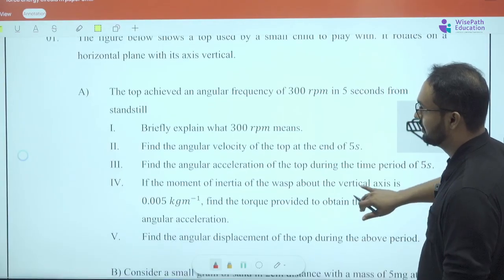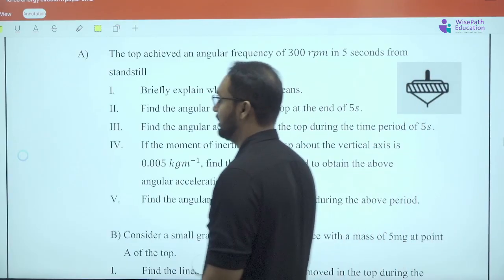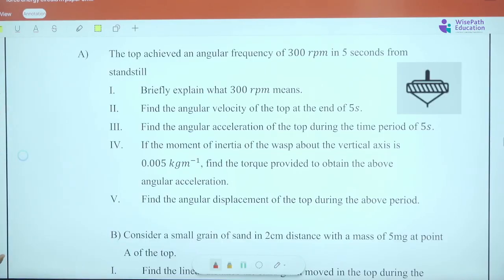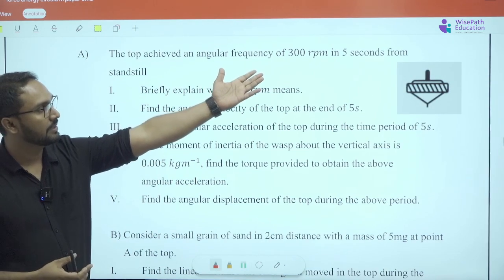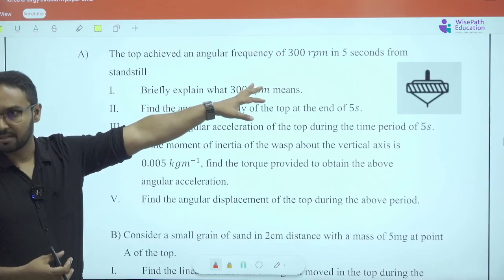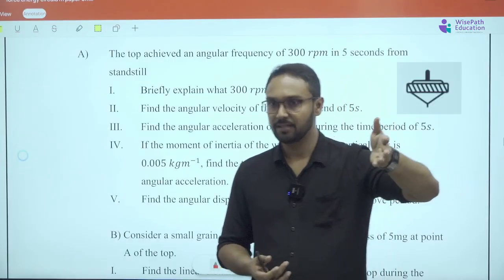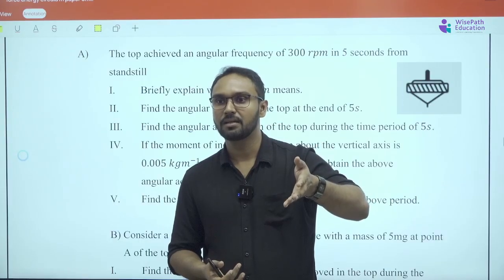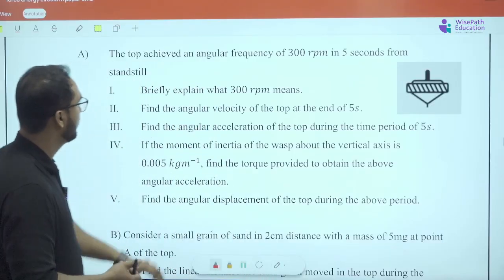Right. Second question. Find the angular velocity of the top at the end of 5 seconds. So how do you find the angular velocity of the top at the end of 5 seconds? At the end of the 5 seconds, the RPM is 300. If you know the RPM, you can find the frequency by dividing the RPM by 60. If you know the frequency, you can find the angular velocity by applying omega equals 2 pi f.